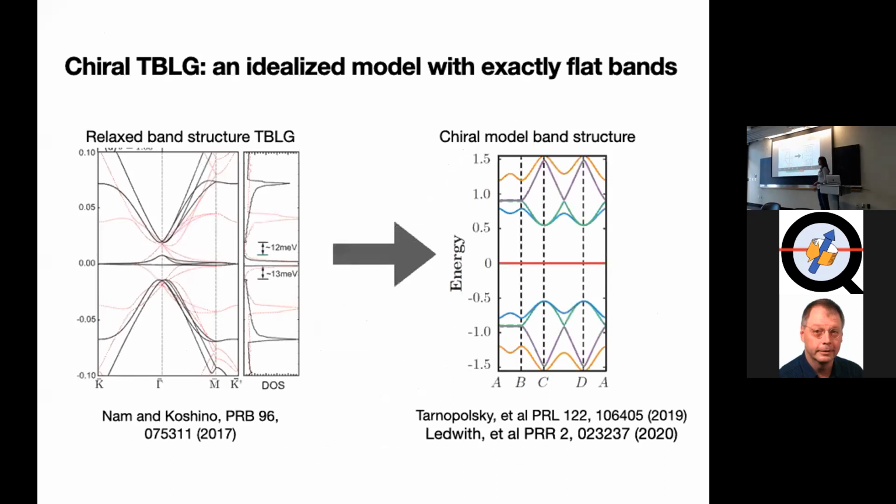Okay, so the model that we actually want to study is an even further simplified model, which is this chiral model of twisted bilayer graphene. In this model, the nearly flat bands in the ab initio calculation become exactly flat bands, and they're analytically solvable. That's one of the reasons why this model is quite fun to look at. You get perfectly flat bands, and you know exactly what the wave functions are.